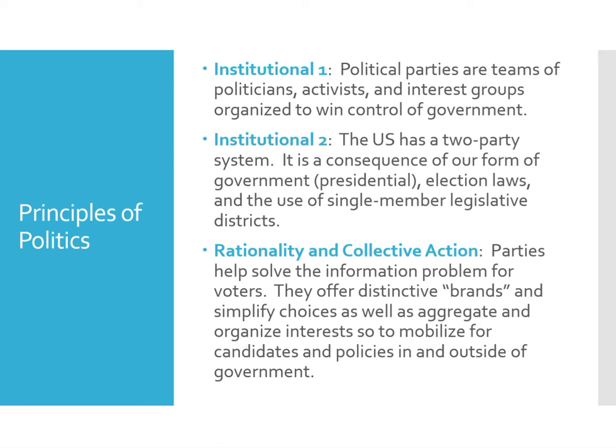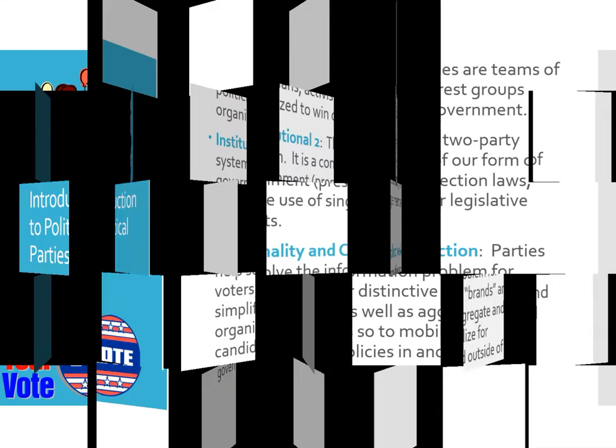I can go to the voting booth and say, hey, I'm a Republican, I'll vote. I don't know much about this person who's on the ballot, but I'm going to vote for her because she's a Republican. Or, hey, I'm a Democrat. I don't know much about this guy who's on the ballot, but he's a Democrat, I'll vote for him. So they provide cues that voters use in understanding how to cast what they think is a meaningful vote. And they aggregate and organize interest to mobilize for candidates and policies. Okay, that's enough, but those are important discussions and overviews of the principles of politics.